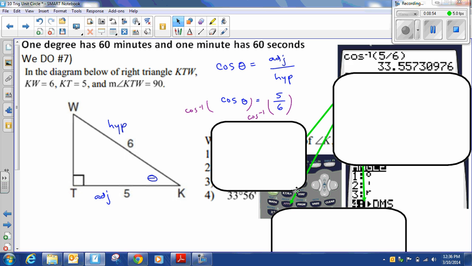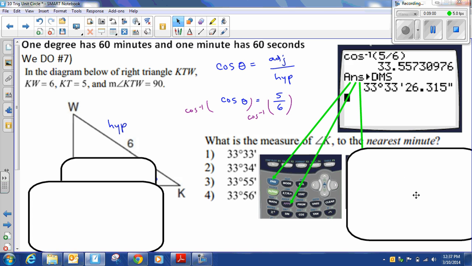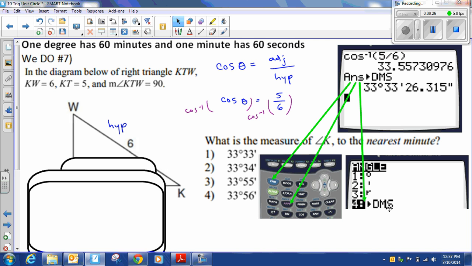Now many people are tempted to put down 34 as the answer. However, the question asks, what is the measure of angle K to the nearest minute? You must realize that a degree is broken down into 60 minutes, and each minute is broken down into seconds. So we have to use the calculator feature DMS, which stands for degrees, minutes, seconds. The way you get to that is by clicking second, apps, which accesses the angle menu, and you go down to option 4, which is DMS. After you have your answer, you click DMS, and it gives you the degrees, the minutes, and the seconds.